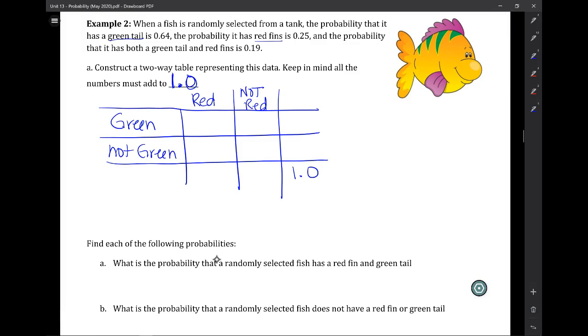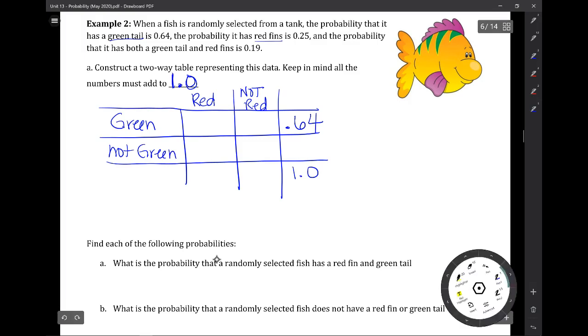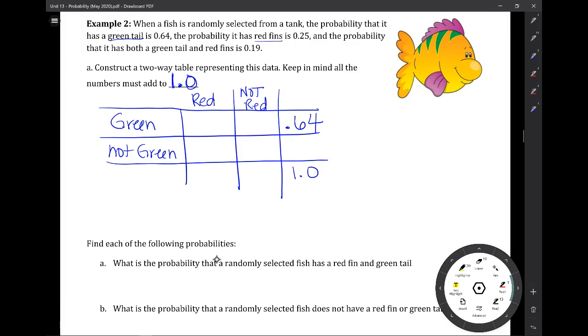All right, so let's reread and let's fill in what we know. The fish in a tank, blah, blah, blah, the probability it has a green tail is 0.64. So there it is, 0.64. And if you want to do the same thing we did last time, if we know our total has to add up to 1.0, and that is 0.64, then that means the probability that it's not green is 0.36.